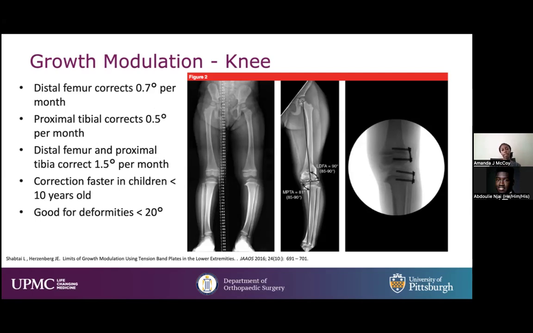It's also important to know that you really shouldn't keep tension band implants in more than about 18 to 24 months, because if you keep them in for a long time, that can permanently tether the growth plate. And so there's a lot of literature on sleeper plates that you can explore.